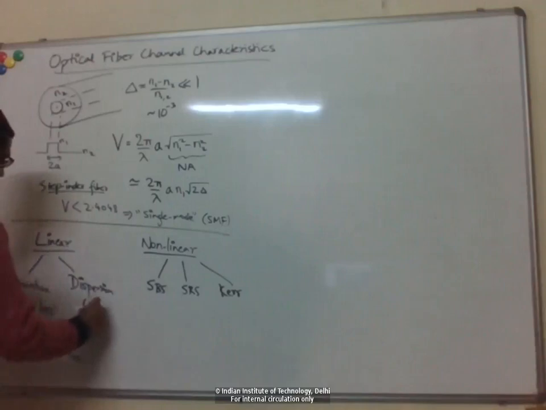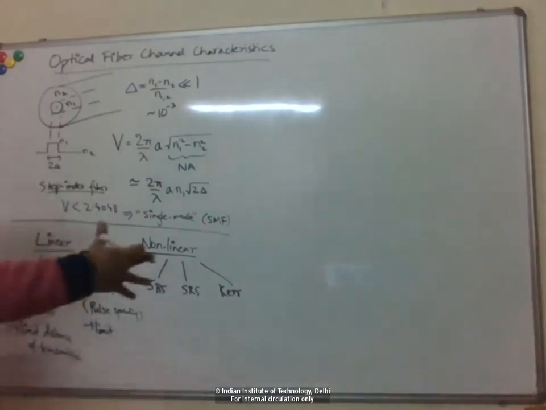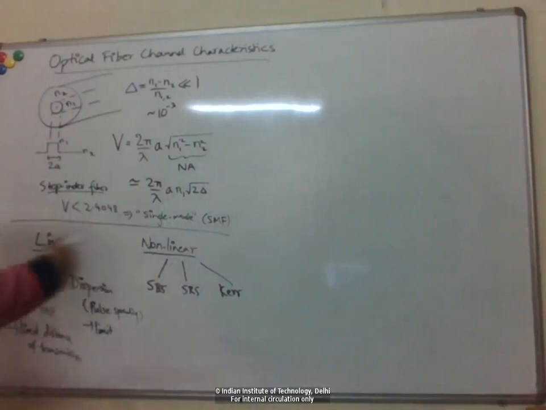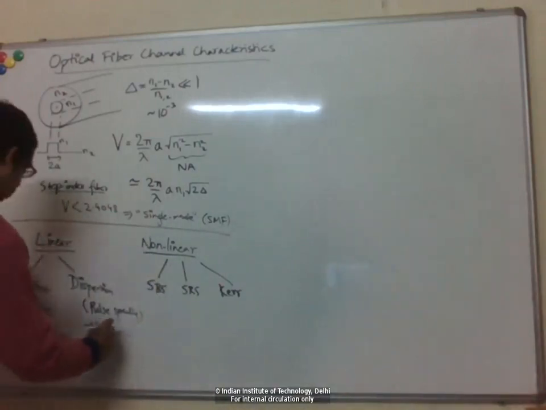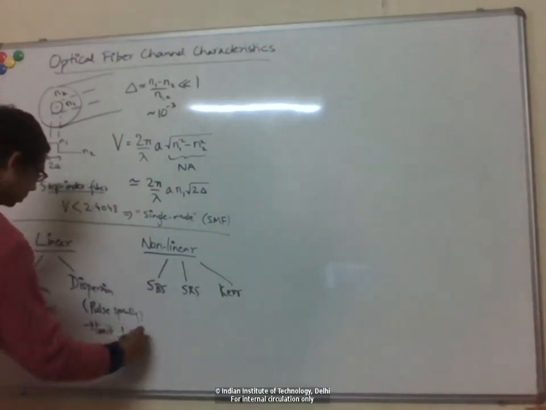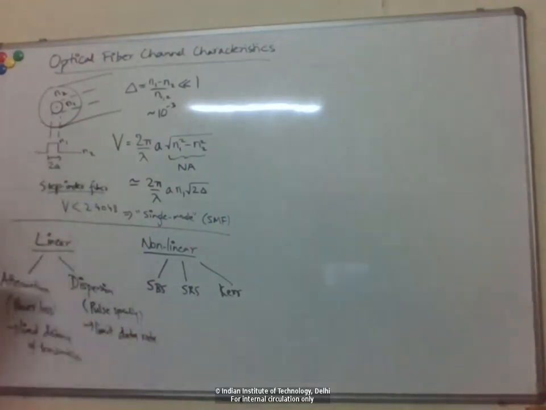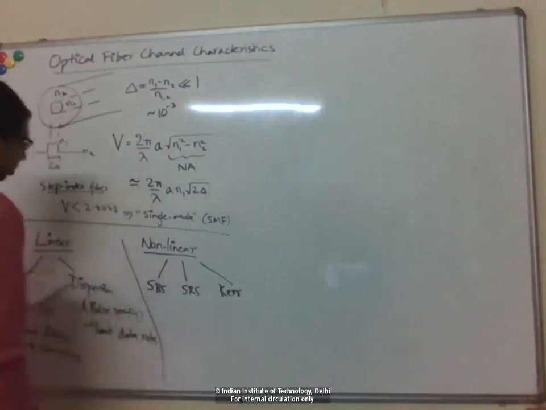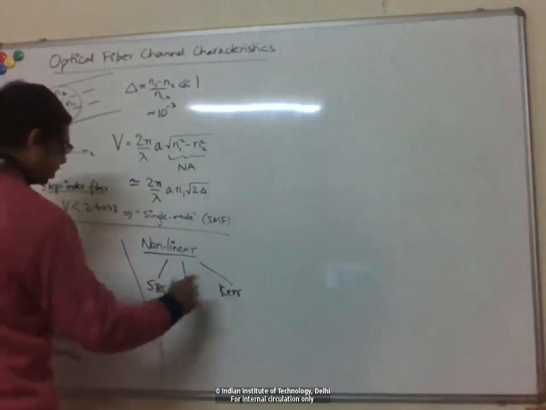And so dispersion is basically pulse spreading. So this limits, for example, the data rate, you can imagine, because if the pulse spreads, then you can't have the next pulse before a certain time, right? Right, so these are the linear characteristics, and then the non-linear characteristics are three main ones.